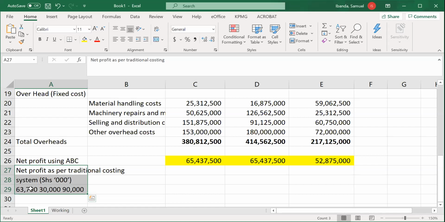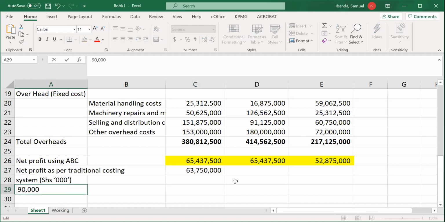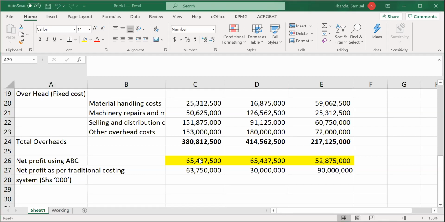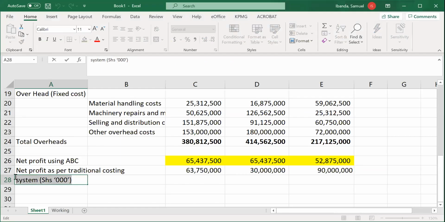So this is now 1,000. So I'll just try to pick this and include it. I'll add 3 zeros, 1, 2, 3. Since it has 3 zeros, then this one, 1, 2, 3. Then this one, 1, 2, 3. I don't know if there was one as a loss. So all of them were, okay, we have 63, 30, and 90. So that is what we have using ABC.